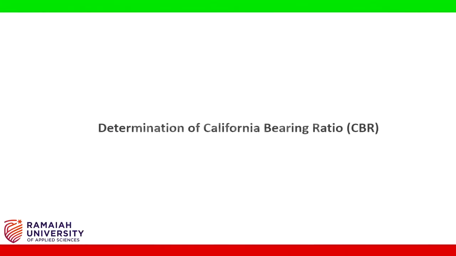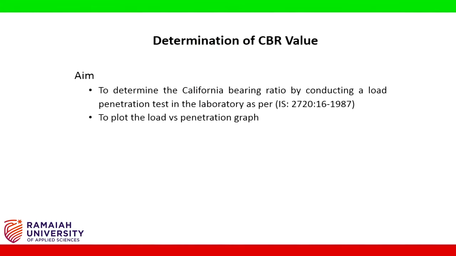Hi students, let us discuss determination of CBR value. The aim of the experiment is to determine the California bearing ratio by conducting a load penetration test in the laboratory as per IS 2720-16-1987 and to plot the load versus penetration graph.